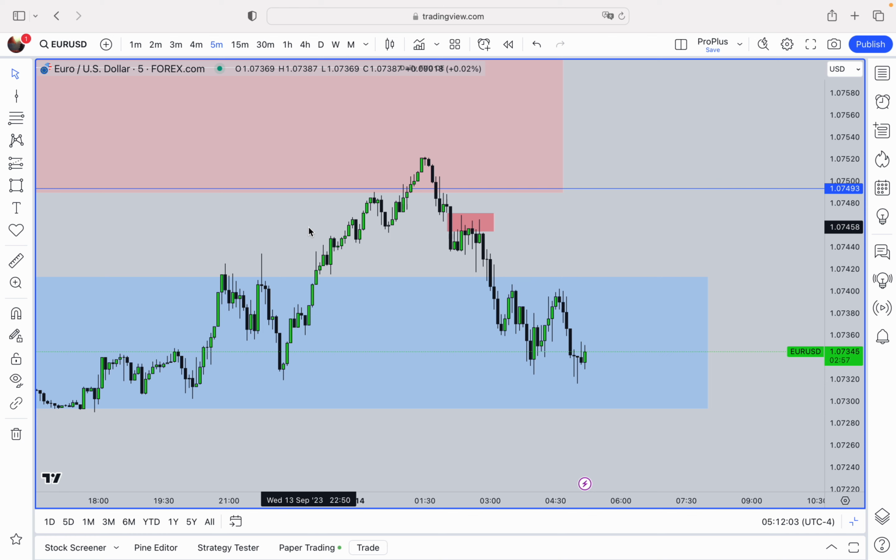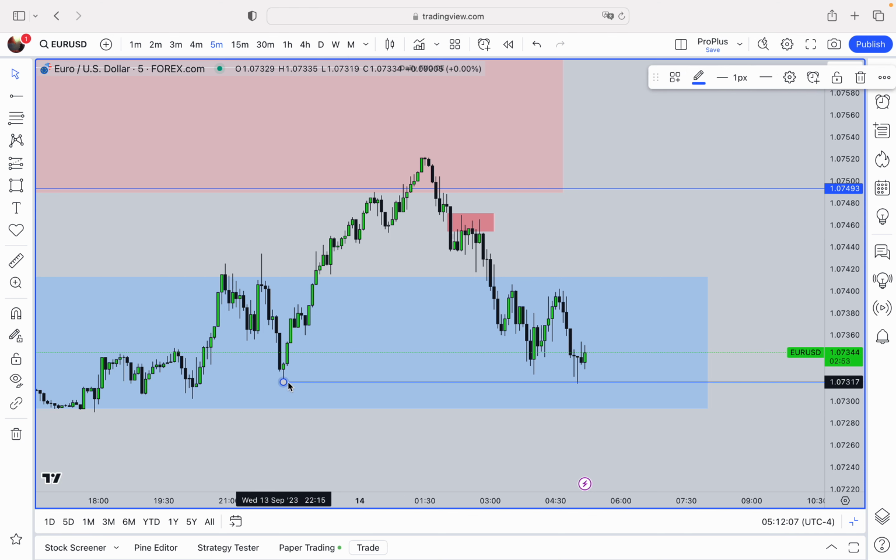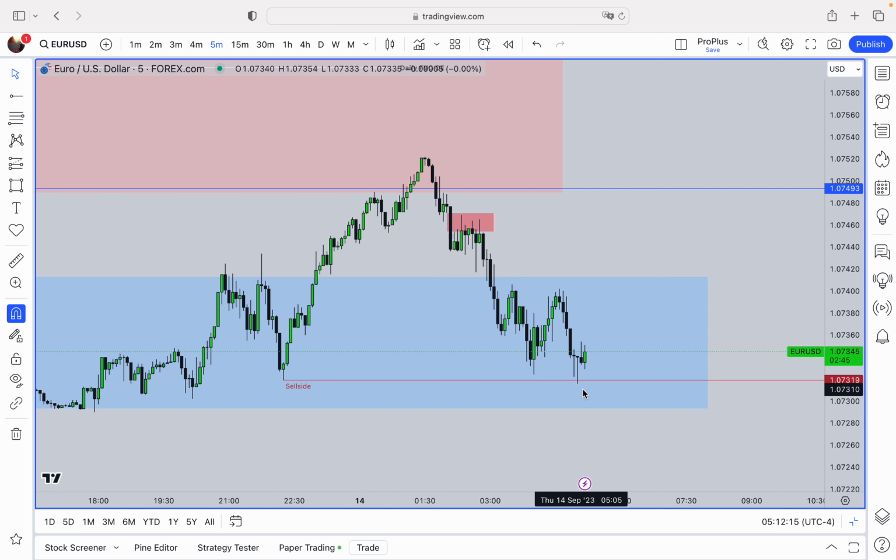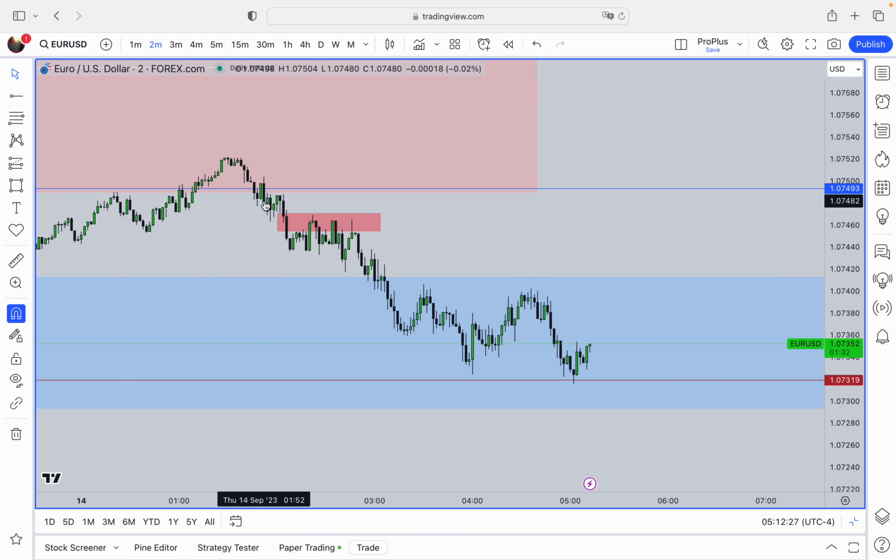So that fair value gap there is the 2022 model. And where can you target? Target the low here. And it's already just taken it out. So that's a nice setup. Stops could just be above this high here. If you want to be conservative, you can put it above that high there. But you can literally just put it above this high of the candle here.